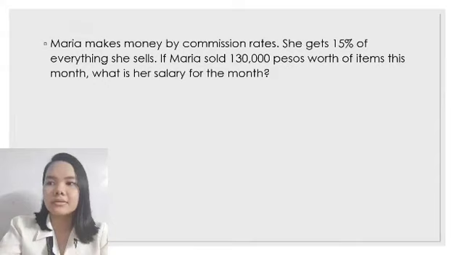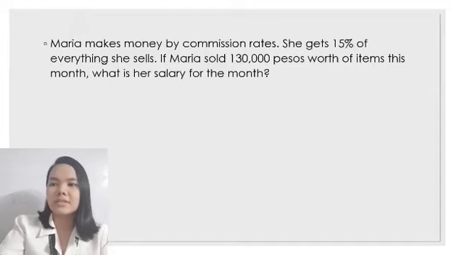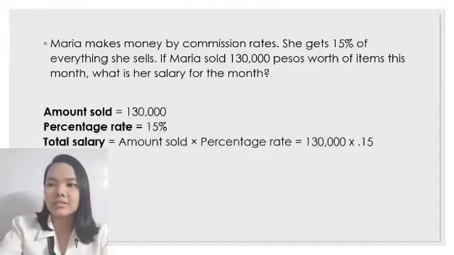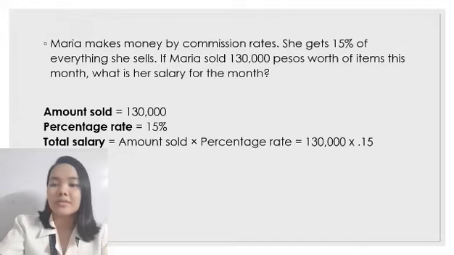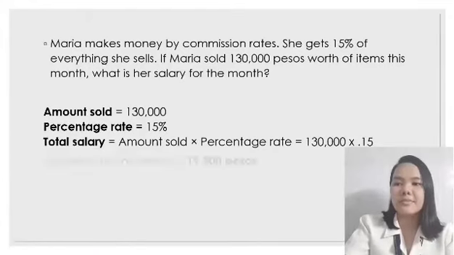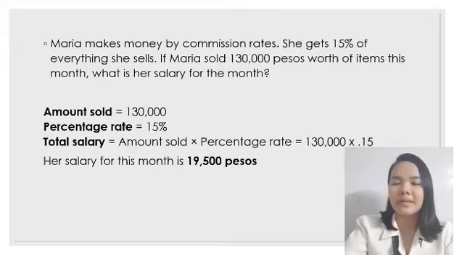If Maria sold 130,000 pesos worth of items this month, what is her salary for the month? Amount sold is 130,000. Percentage rate is 15%. Total salary is equal to amount sold times percentage rate. 130,000 times 0.15. Her salary for this month is 19,500 pesos.